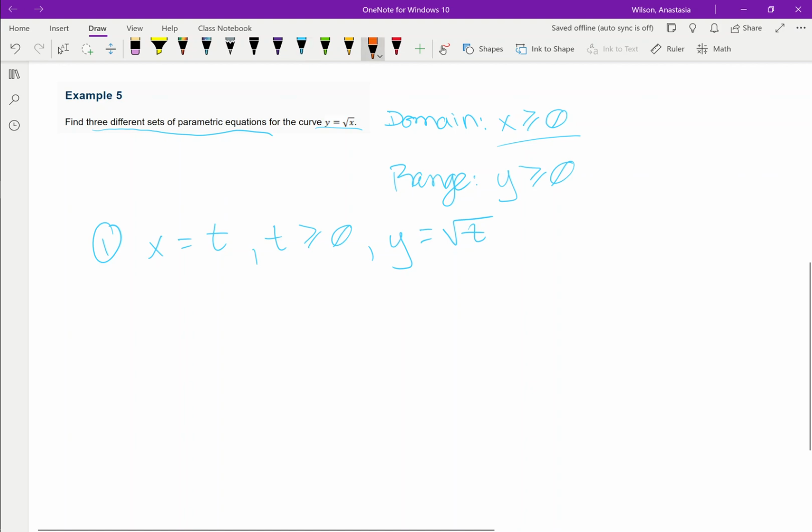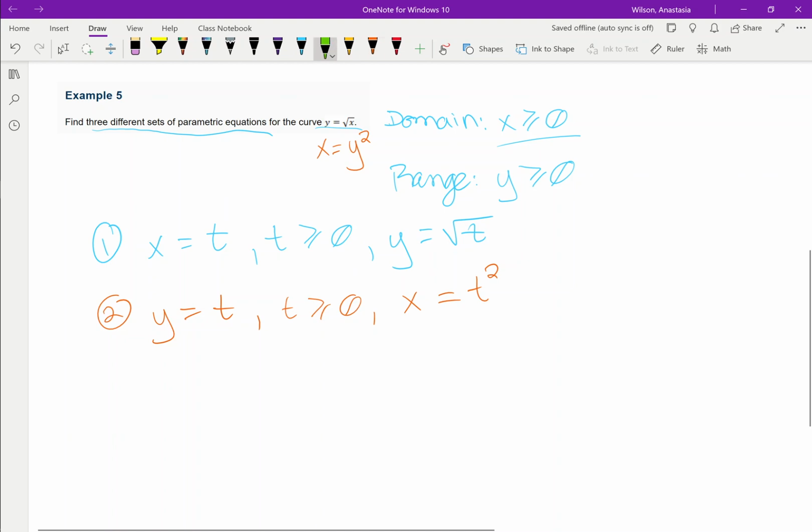Another option is if we solve this for x so that we get x is equal to y squared. Then we would let y equal t. Now, if y is equal to t, we need to pay attention to the range. Again, the range is y bigger than or equal to 0, so that's still going to be t being bigger than or equal to 0, and x will then be t squared. If we want to check to make sure this matches up with our domain, since t is bigger than or equal to 0, it means t squared will be bigger than or equal to 0, which does match up with that. So both of these will work.